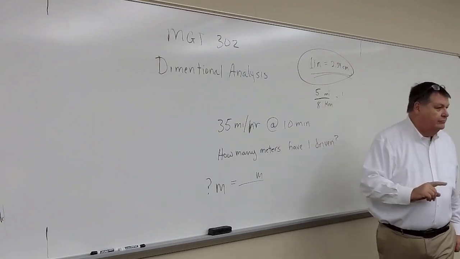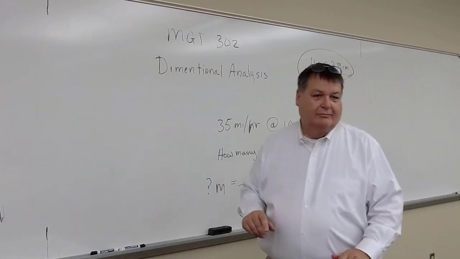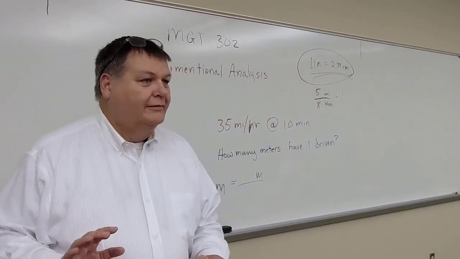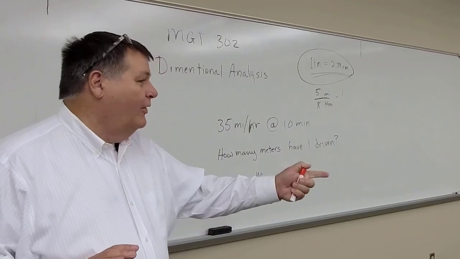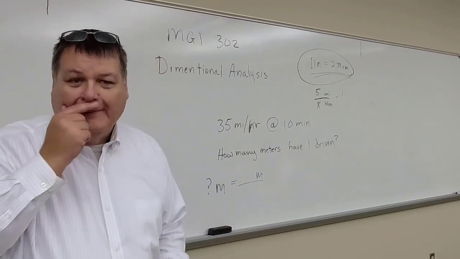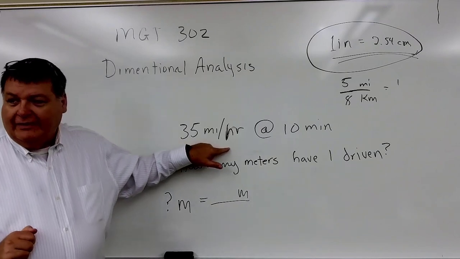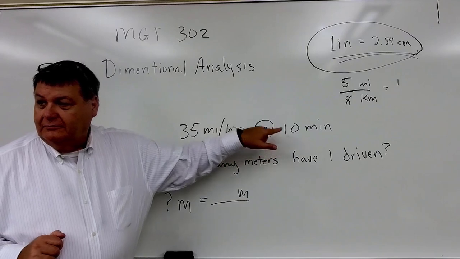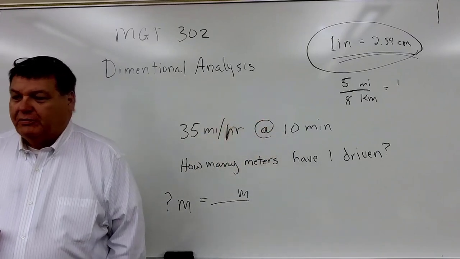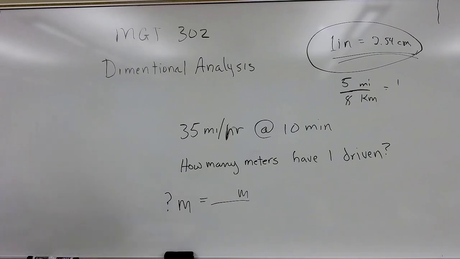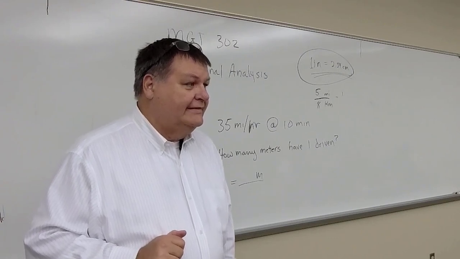So how did you go about solving it? Somebody tell me what they did. How many think they did it wrong? Okay, you won't have to answer then. The rest of you have to answer me. Who thinks they got close? How far did they get down the road? How many miles? It went 35 miles an hour for 10 minutes. How do you figure that out? You need distance.